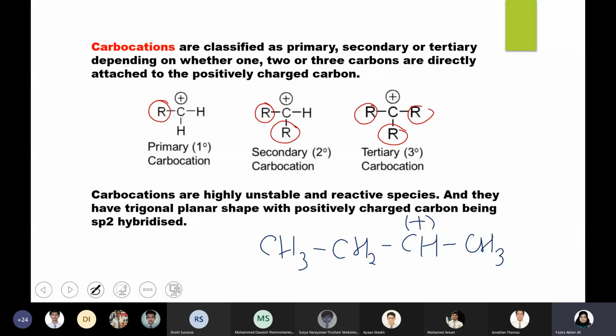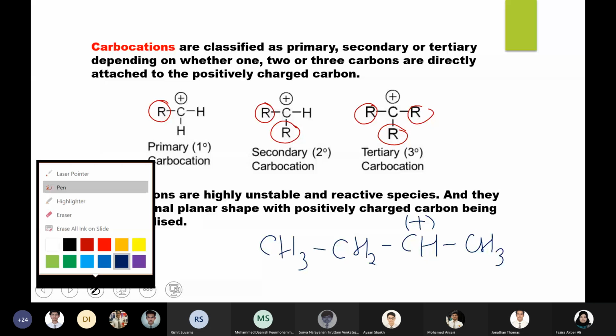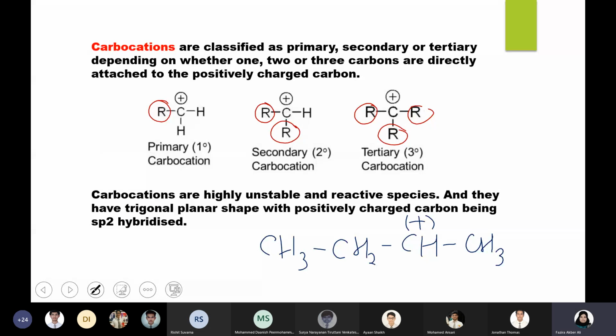This is a carbocation. Classify it as either primary, secondary or tertiary. Which category does it belong to? Which group does it belong to? CH3, CH2, CH, CH3. Ma'am, is it secondary? I'm not sure.